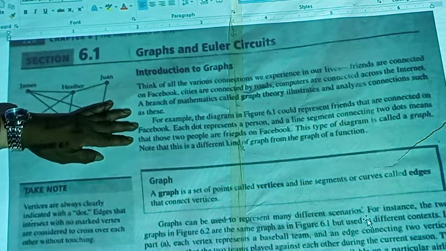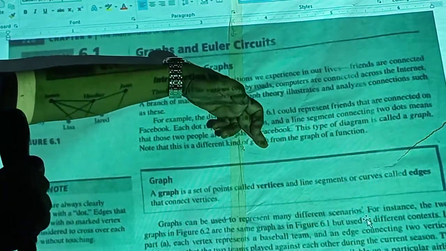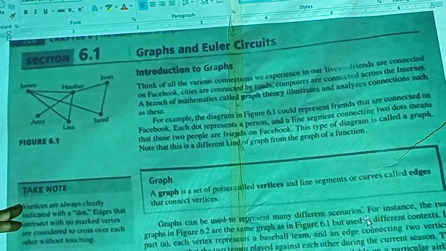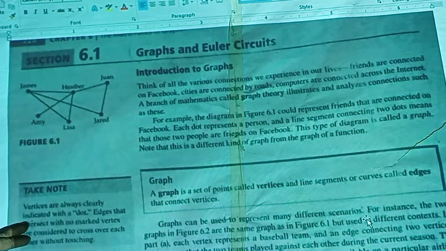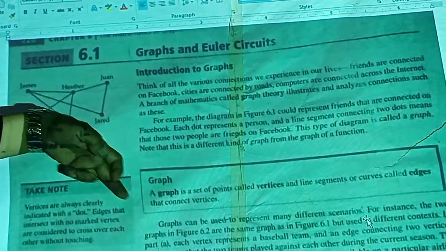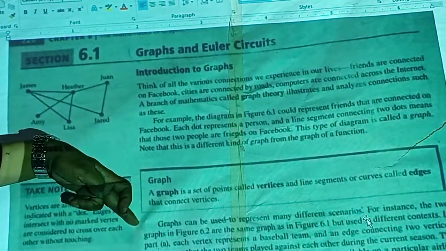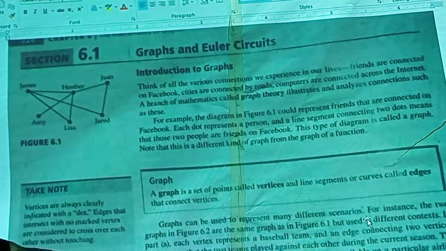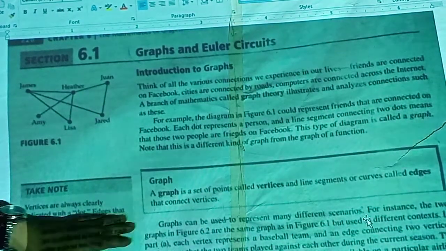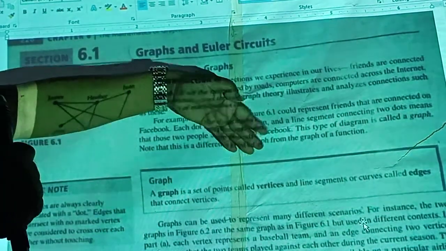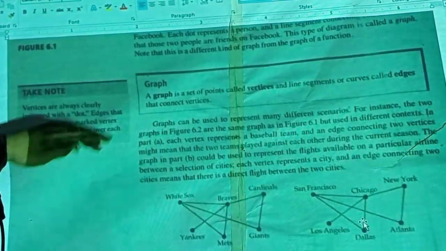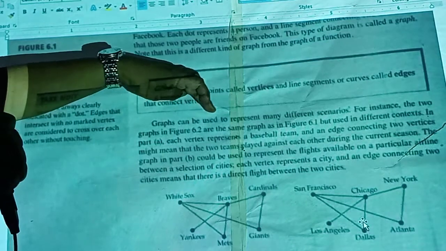Okay. So a graph is a set of points called vertices and segments or curves called edges. Take note, vertices are always clearly indicated with a dot. Edges that intersect with no marked vertex are considered to cross over each other without touching. Graphs can be used to represent many different scenarios. For instance, the two graphs in figure 6.2 are the same graph in figure 6.1.